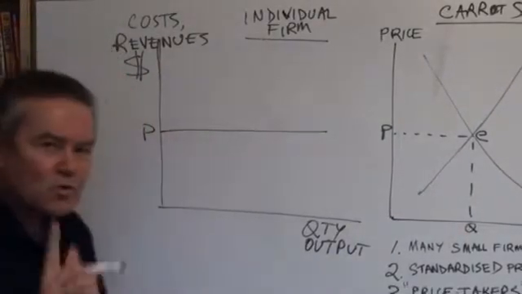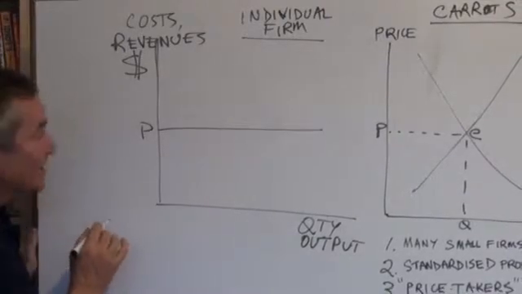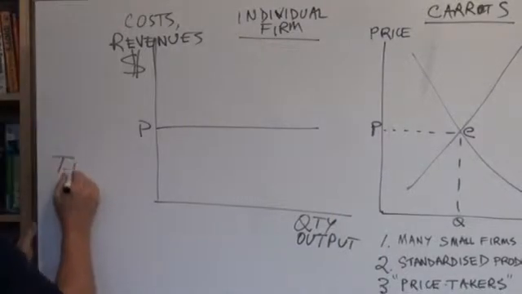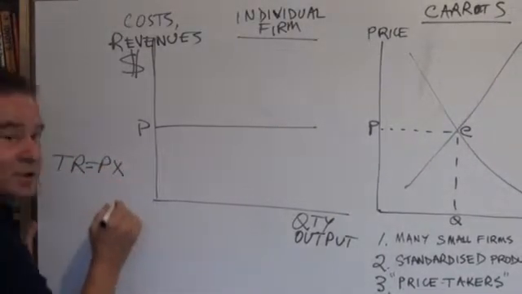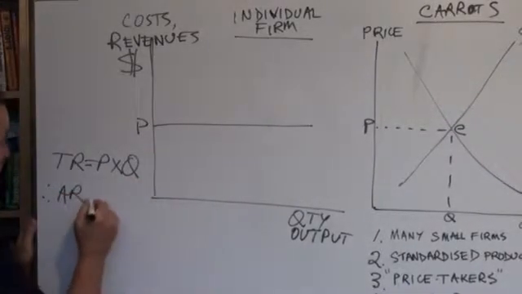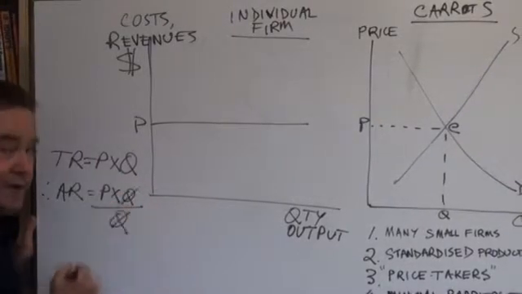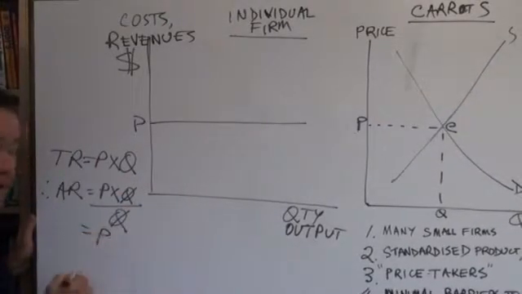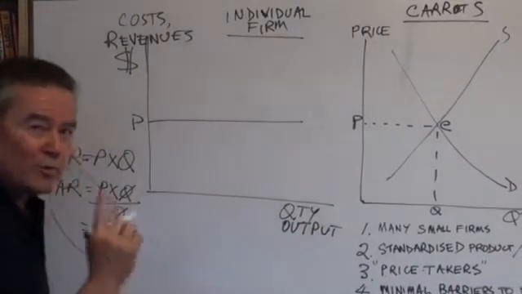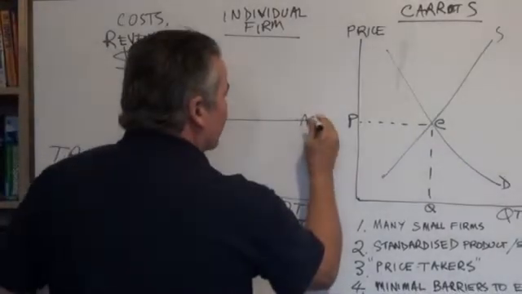Now, remember one other little thing. This is also the firm's average revenue curve. So how do we know that? Well, remember that total revenue, TR, is P times Q. Therefore, average revenue is P times Q over Q. Cancel the common factor. AR equals P. This is true for all firms. We'll find that as we go along. So here's our firm's average revenue curve.